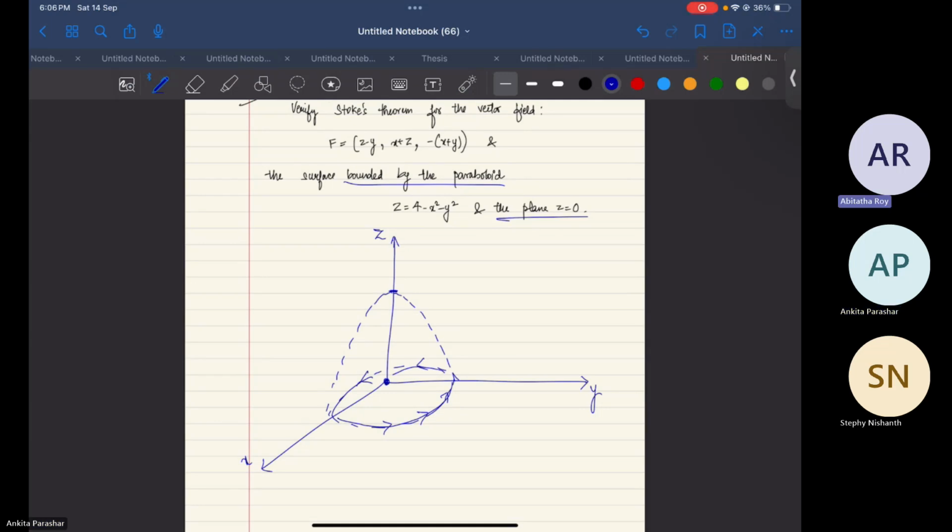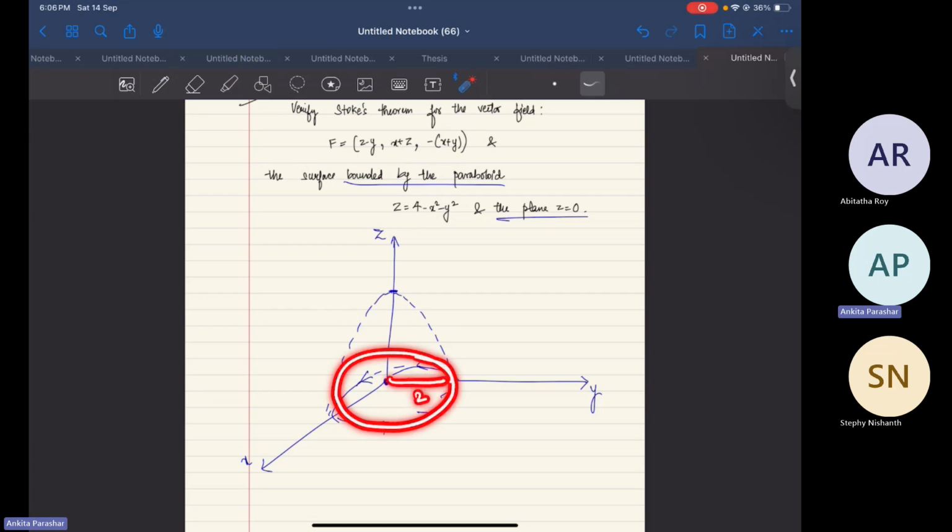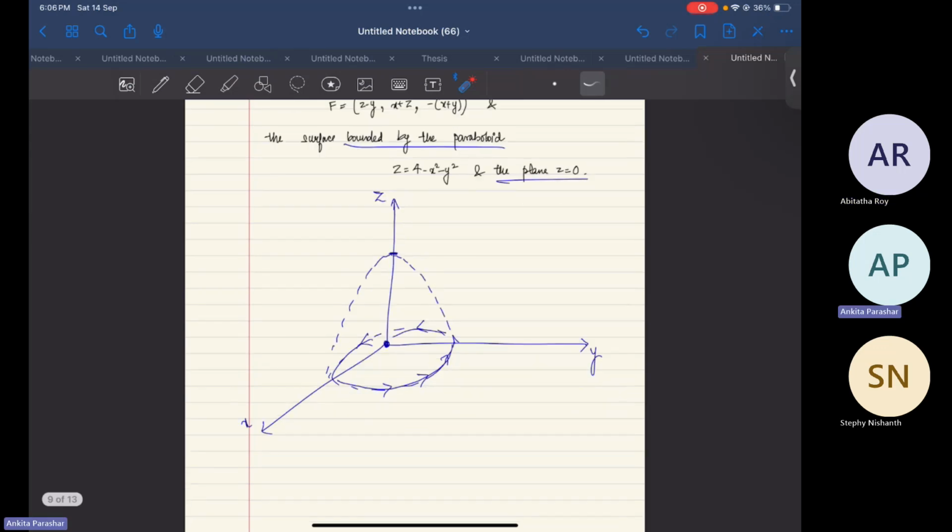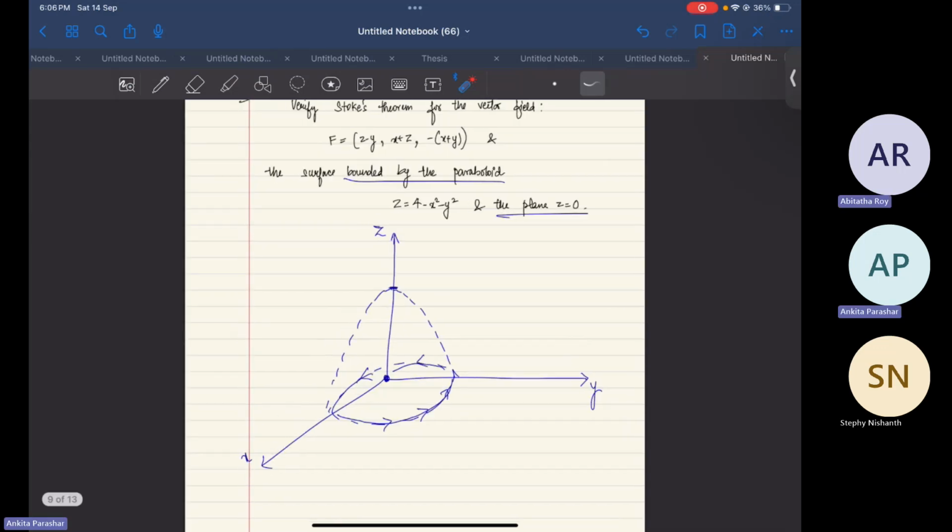X square plus y square equal to 4. It's a circle. So it needs to be visualized that this is actually a circle of radius 2. Of course, I'm not drawing it perfectly, because it's in the xy plane. The way I'm drawing, it looks like the zy plane, but it should be the xy plane. So finally, the curve you have to parameterize is a circle of radius 2. Is that okay?